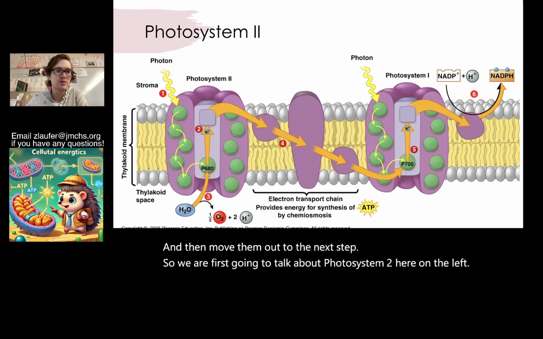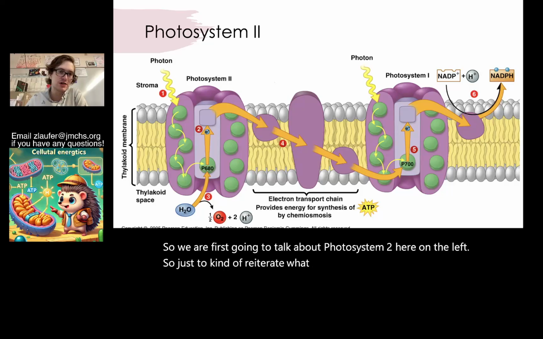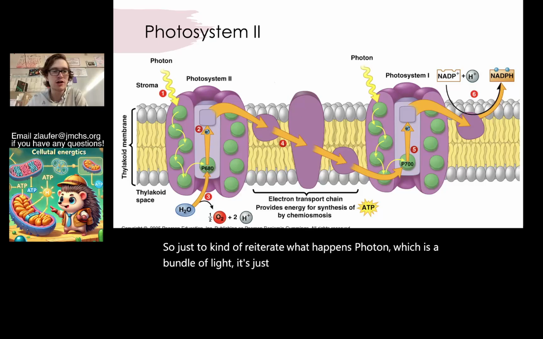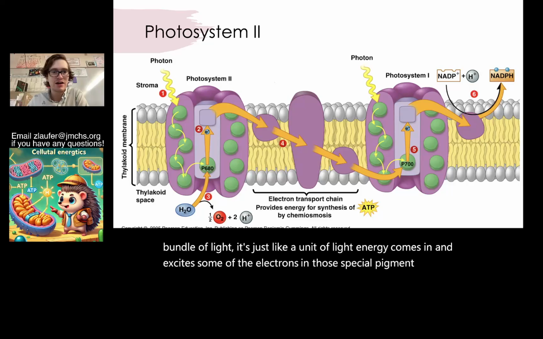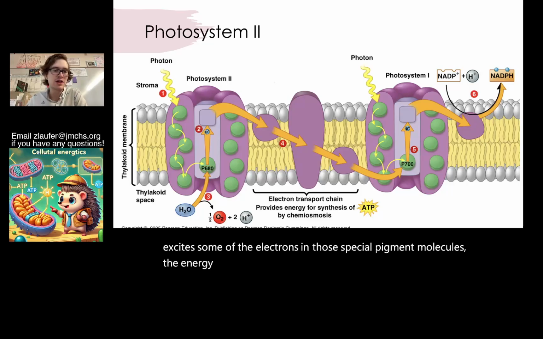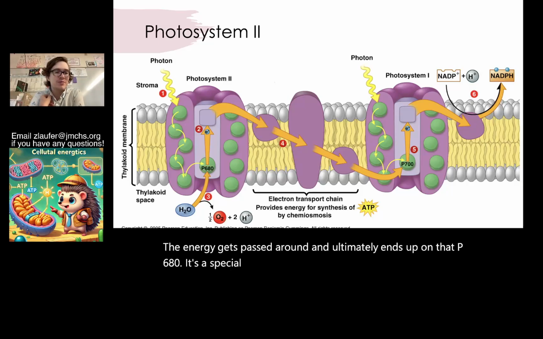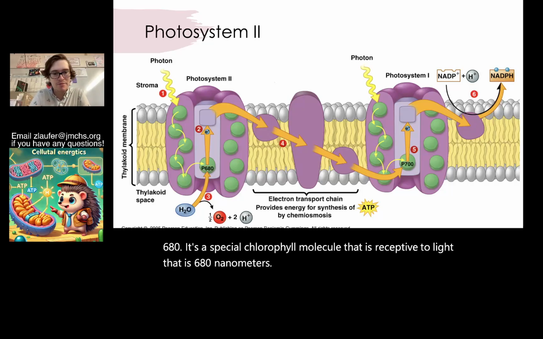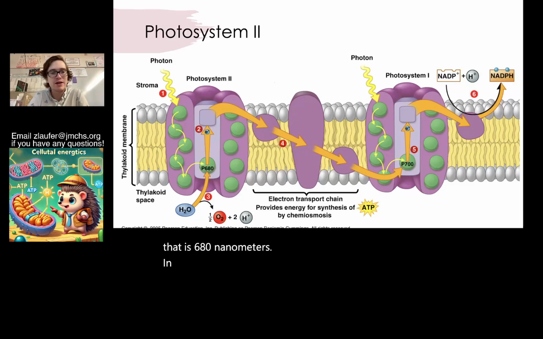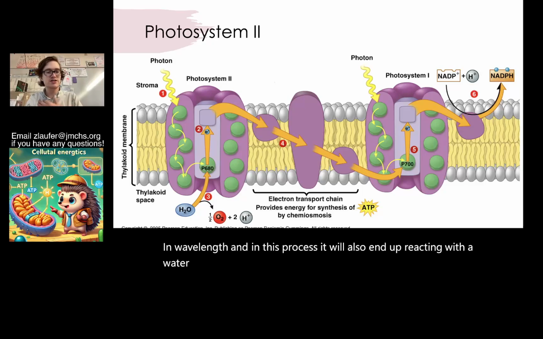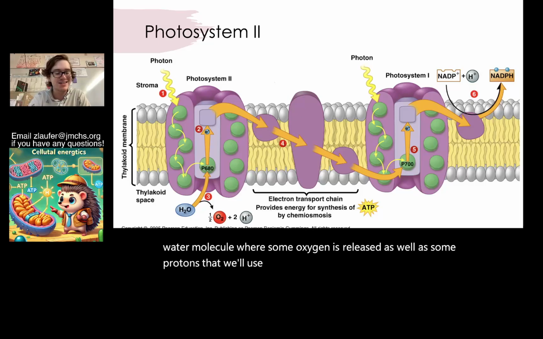So just to reiterate what happens, a photon, which is a bundle of light, just like a unit of light energy, comes in and excites some of the electrons in those special pigment molecules. The energy gets passed around and ultimately ends up on that P680. It's a special chlorophyll molecule that is receptive to light that is 680 nanometers in wavelength. And in this process, it will also end up reacting with a water molecule where some oxygen is released, as well as some protons that we'll use in just a second.